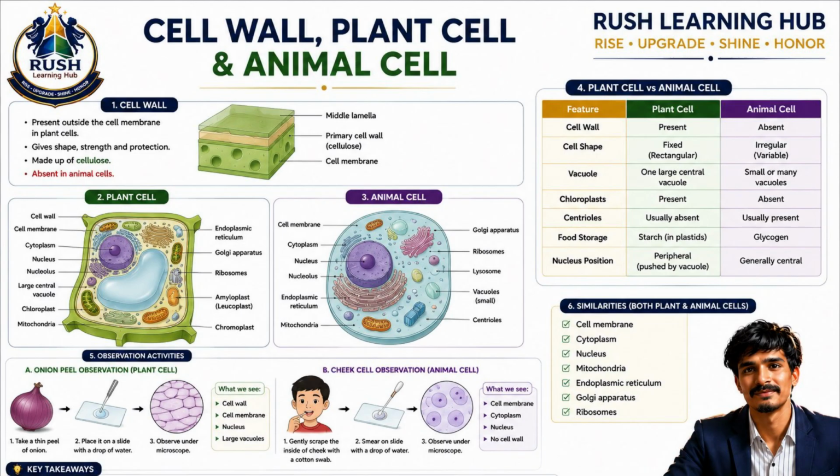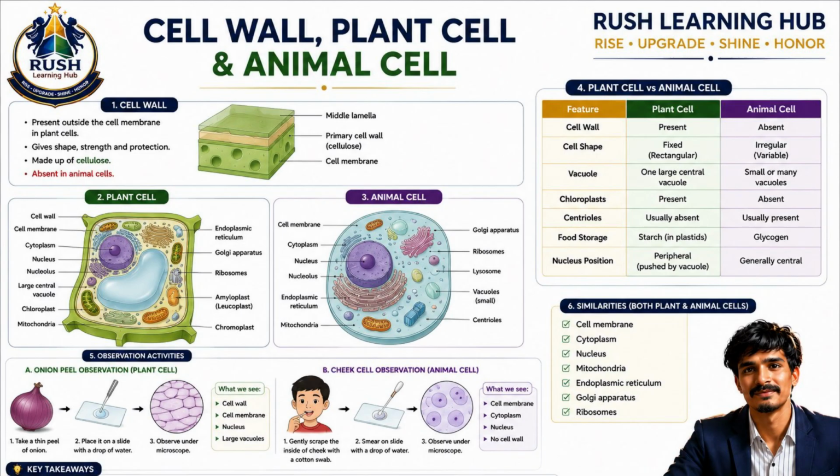Unlike the cell membrane, the cell wall is freely permeable. This means that most substances can pass through it easily. One important point to remember is that animal cells do not possess a cell wall. They are surrounded only by a cell membrane. Now let us study the structure of a plant cell.